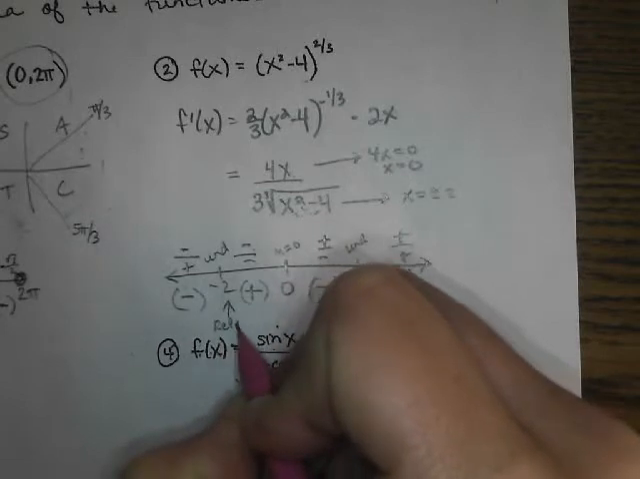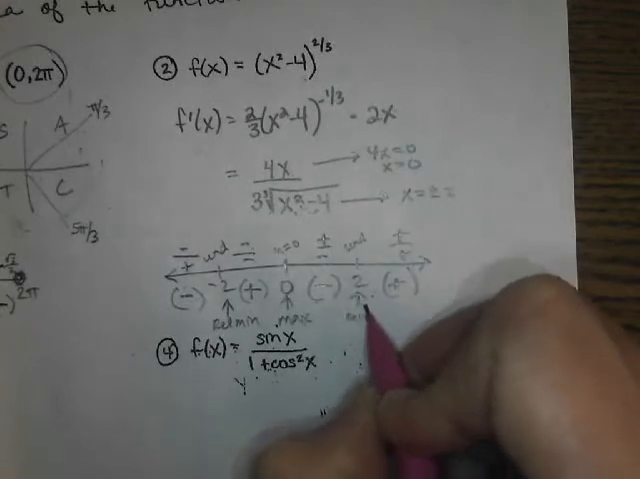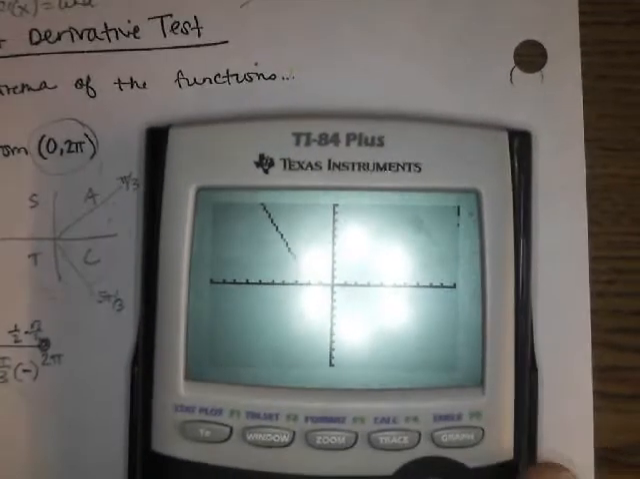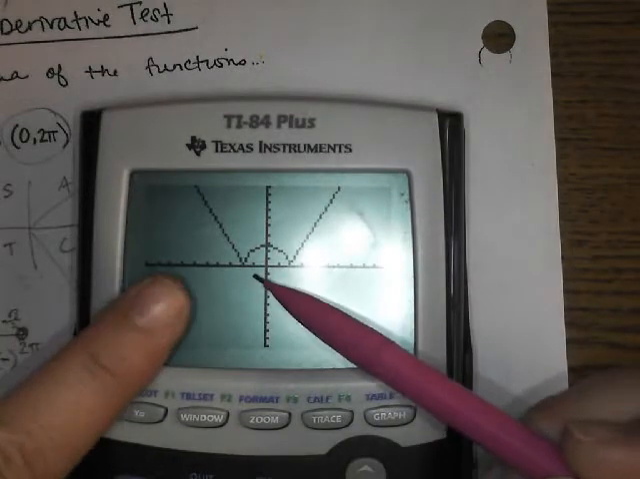I'm going to take a minute to just type that in so you can see what that graph looks like. Oops. This is only taking me an hour to plug this in right. Okay, here's the graph. Hold on. Do we agree? Relative minimum? Relative maximum? Relative minimum. Spot on with what we found. Okay?